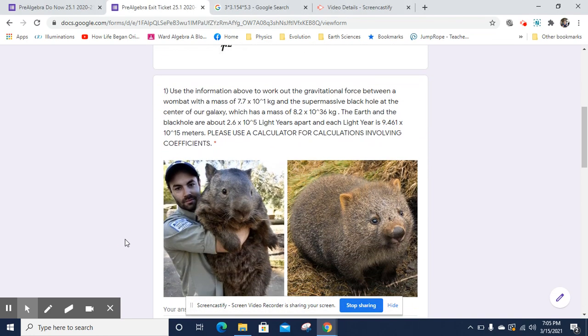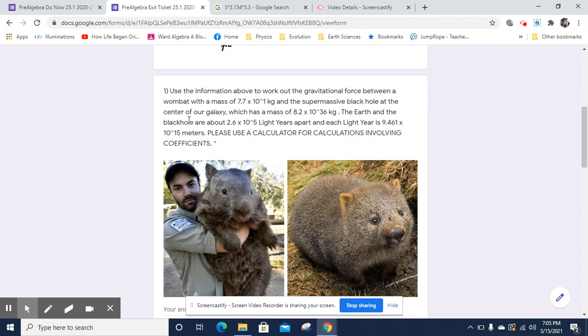So here is one of the objects. The object is a wombat. It's a pretty big wombat. It's got a mass of 7.7 times 10 to the first kilograms. Lives in Australia. But given the distances, we're just going to treat it as the Earth. Because what we want to know is how much gravitational force there is between that wombat and the supermassive black hole at the center of our galaxy, which has a mass of 8.2 times 10 to the 36 kilograms estimated, because it's a little hard to measure things at that distance, but we have a pretty good idea.